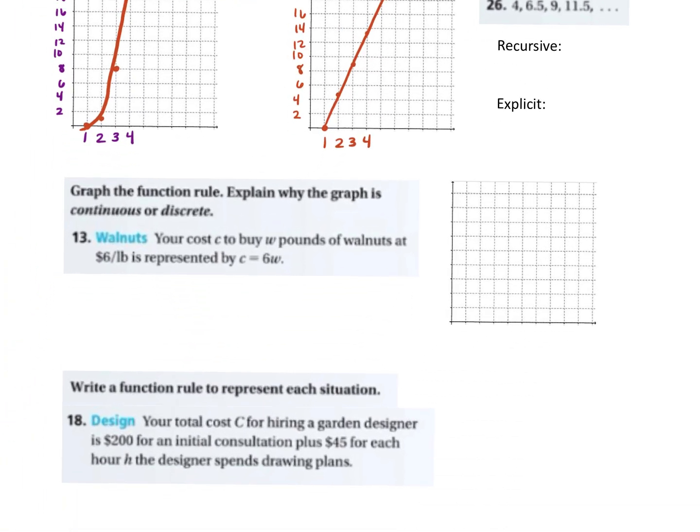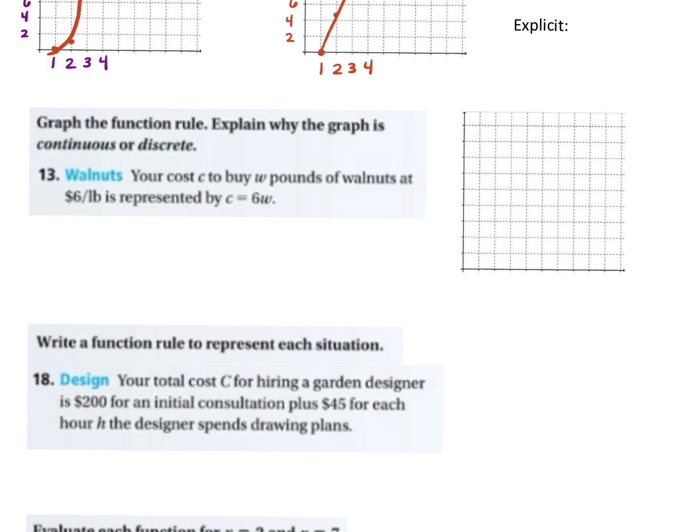All right, down to number 13. It says graph the function rule, explain why the graph is continuous or discrete. Your cost C to buy W pounds of walnuts at $6 per pound is represented by this function. So first of all, continuous or discrete. Basically what they're saying is, do you have to buy exactly 1 pound or 2 pounds or 3 pounds of walnuts? A lot of places, like Winco, for instance, you can just scoop however much you want and put it in a bag and then you weigh it. So it'll be 2.75 pounds, right? So that is the reason this would be continuous.